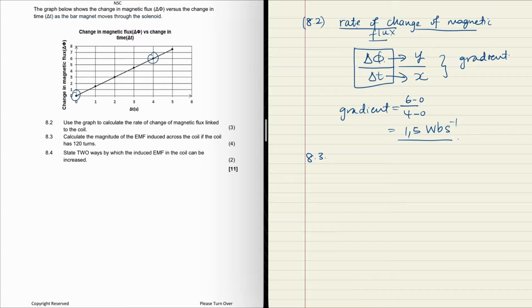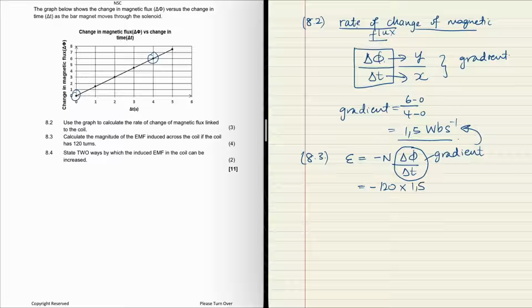Question 8.3, calculate the magnitude of the EMF induced across the coil if the coil has 120 turns. So here we're going to use the formula. EMF is equal to minus N delta phi divided by delta t. Now, we know delta phi divided by delta t is the gradient. And we've already worked out the gradient as 1,5. So this is going to be minus 120 times 1,5, and that's equal to minus 180 volts. You could put 180 volts if you wanted, but you can also leave it as minus 180.